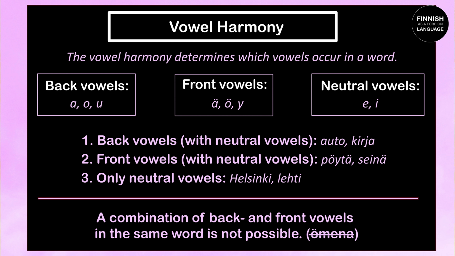Good. One more thing to remember is that a combination of back and front vowels in the same word is not possible. For example, when we want to say apple, in Finnish it's omena. It is not possible to say omena with a front vowel or something like that. It must be omena. Alright, now let's move on to chapter 2.